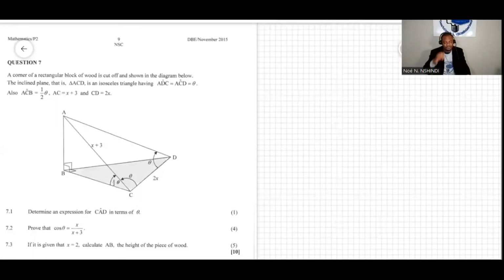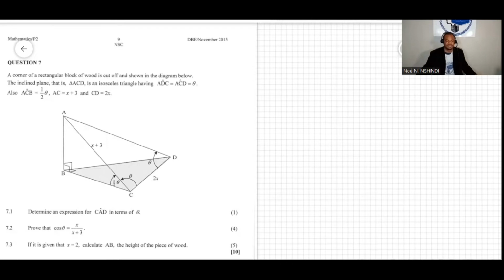Well, we have question 7 here. The question says a corner of a rectangular block of wood is cut off and shown in the diagram below. The inclined plane, that is the triangle ACD, is an isosceles triangle having angle ADC equal to angle ACD equal to theta. Also angle ACB equals a half theta, and AC is equal to x minus 3, and CD equal to 2x.